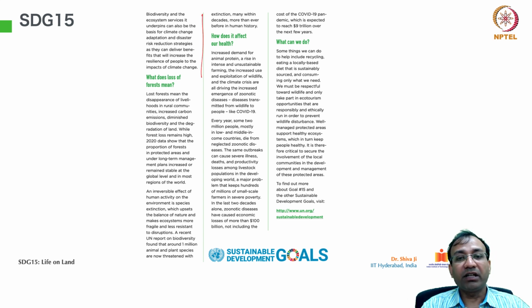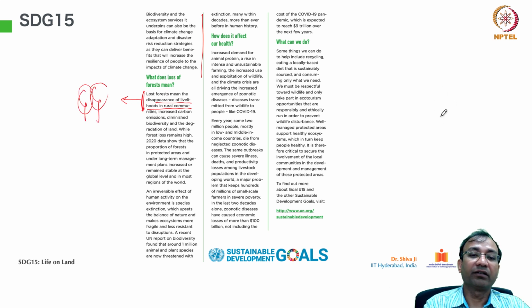What does loss of forests mean? Lost forests mean the disappearance of livelihoods in rural communities, increased carbon emissions, diminished biodiversity, and the degradation of land. So if you see, disappearance of livelihood in rural communities, because rural communities are directly and to a greater extent dependent on the forests, right? So it's a direct impact for these societies, the places, the people who are dependent on these. Increased carbon emissions, diminished biodiversity, and degradation of land.